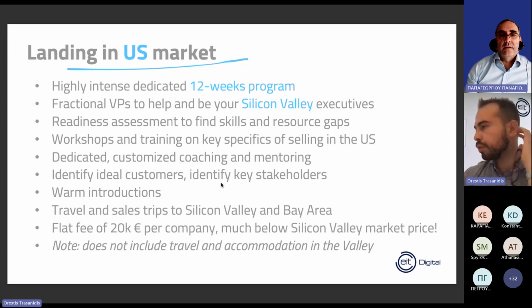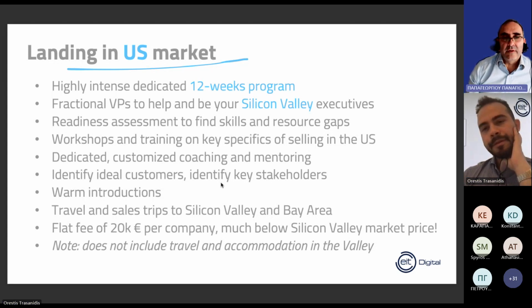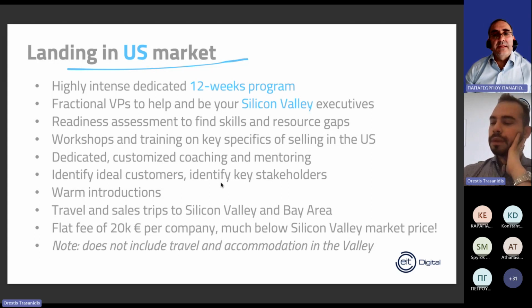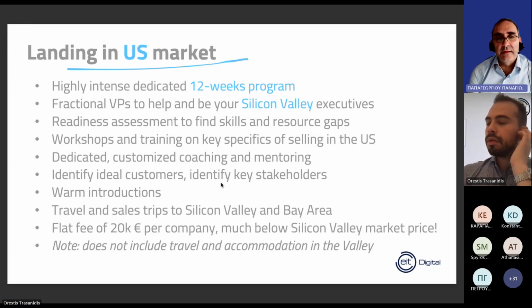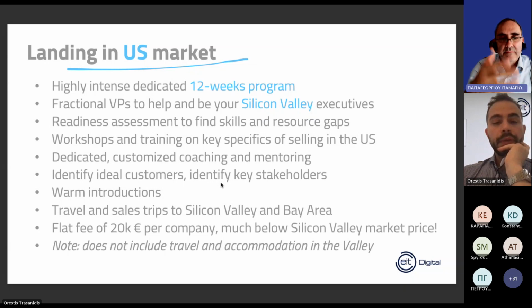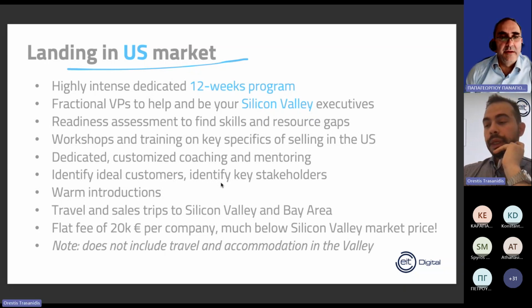But you don't cover travel costs, you don't cover stay costs, you just give, you know, 20k per company and all the preparation and mentoring, correct? Yeah, it's 20 for the 25 with a trip.